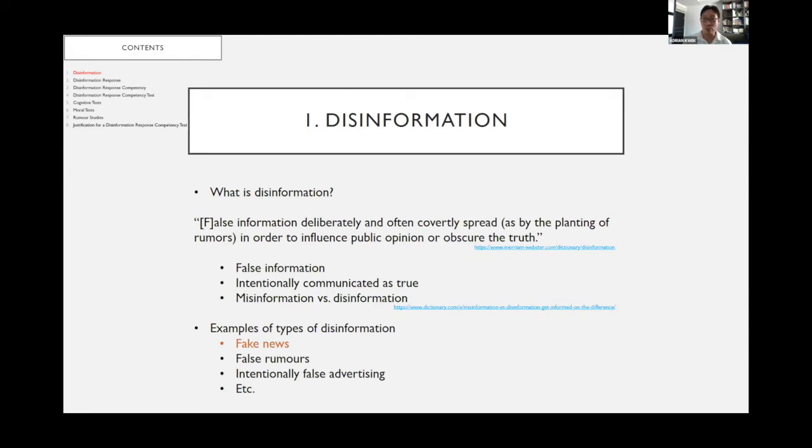Let's start with disinformation. What is disinformation? A very intuitive characterization of disinformation is that it's false information that's deliberately and often covertly spread in order to influence public opinion or obscure the truth. From here, we can get some points. First of all, it's false information. Second of all, it's intentionally communicated as true. This sets it apart from misinformation, which could be accidental. Different types of disinformation include fake news, false rumors, intentional false advertising, and so forth. But our focus is on fake news.